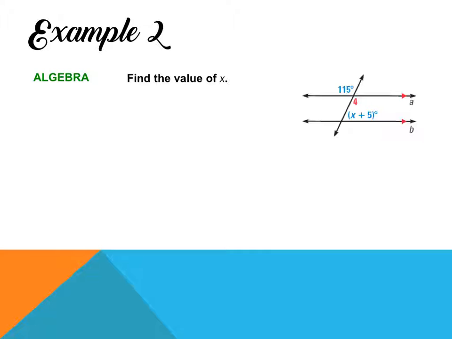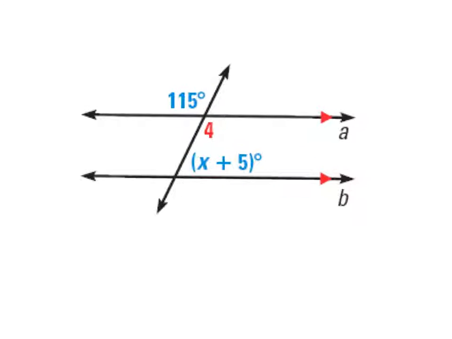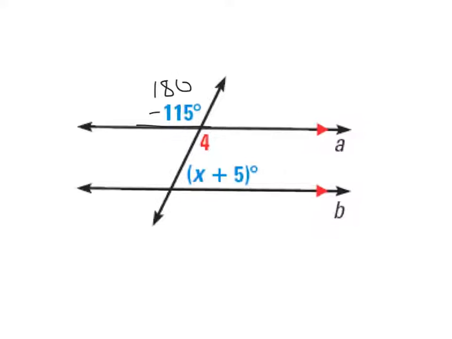All right, so now we're going to pull a little bit of algebra in with what we're learning. This one says to find the value of x. How could you do it? Because there's more than one way. Well, x plus 5 would be equal to the angle above 4. Since they're supplementary, you subtract 115 from 180, and that would be x plus 5. So that's 65.